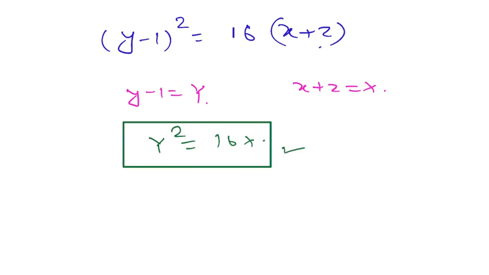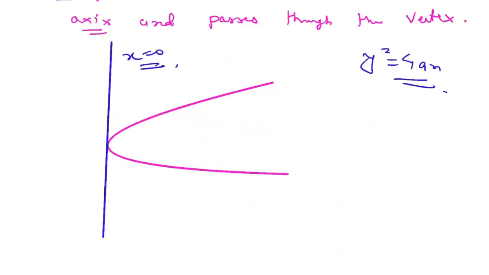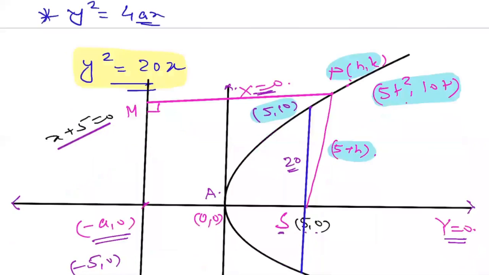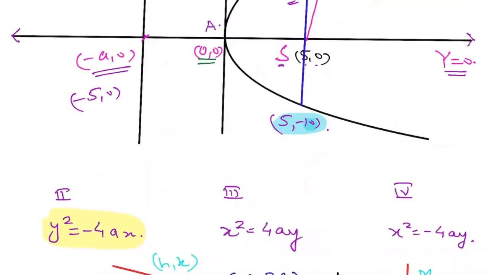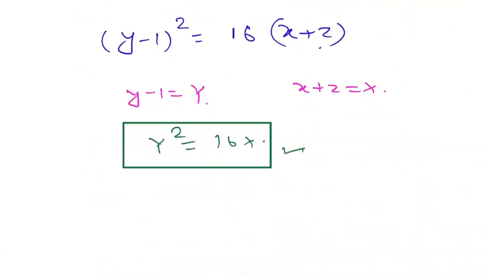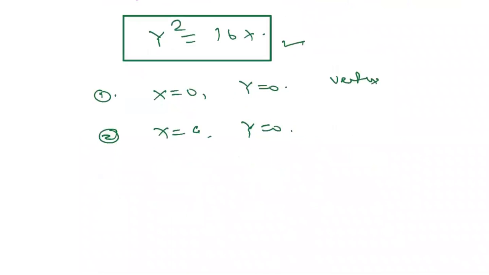So this parabola was the first one, y square is equal to 4ax. Now, according to this only, we have to answer each and every question. Means vertex was (0, 0). Means in this case, vertex is X is equal to 0, Y is equal to 0. Now you can convert, right? Second, focus. X is equal to a, Y is equal to 0, right?